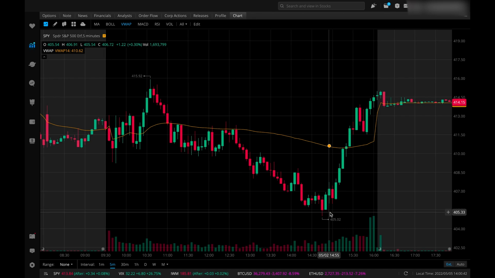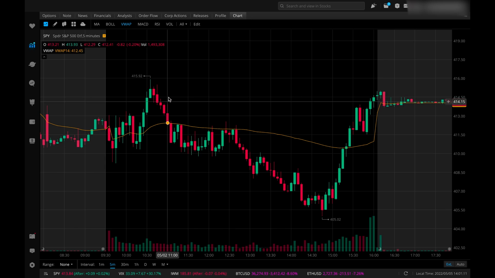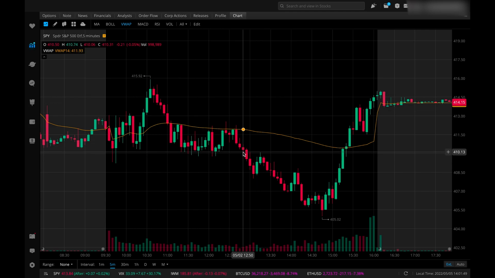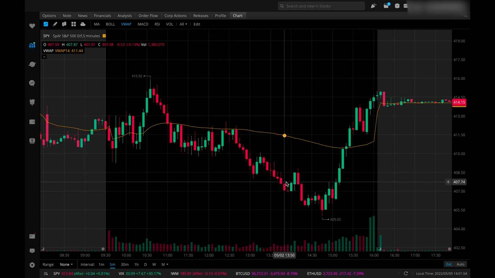Not only can we use VWAP to see what institutions see, but it can help show us who is in control, either the buyers or the sellers. When price is trading above the VWAP, this can mean that the buyers are in control and that there's a higher demand. But if price is below, this can show that the sellers are in control and that there's an excess in supply. Let's go over a couple of examples.